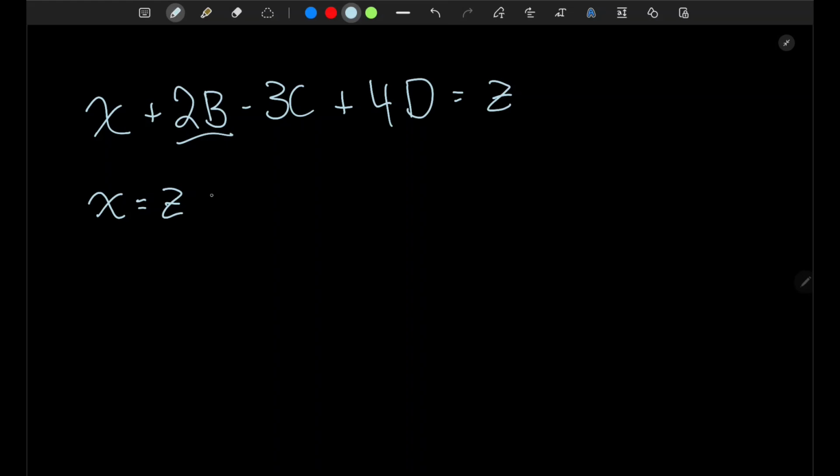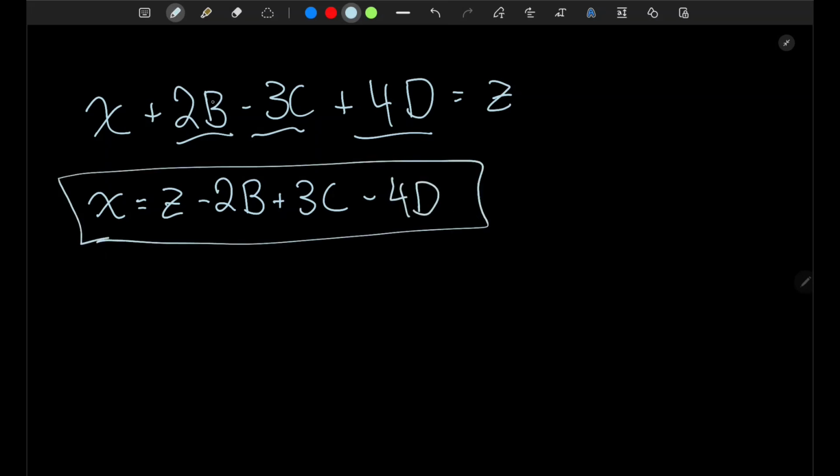That 2b, we're just going to flip the sign, move it over, minus 2b. Now this minus 3c, move it over, flip the sign, 3c. This 4d, move it over, flip the sign, minus 4d. And there you go, you're done. When it's addition and multiplication, you can look at these as individual chunks and simply push them across the equal sign and flip the sign on them.